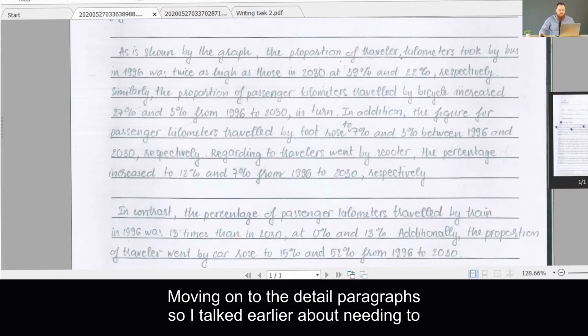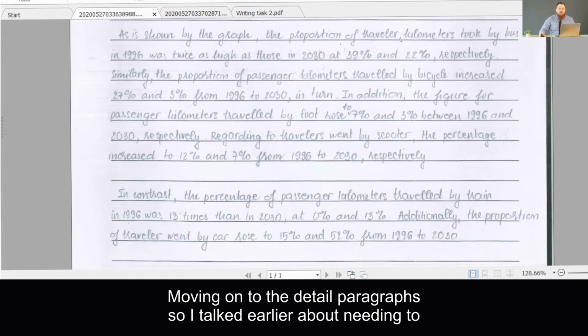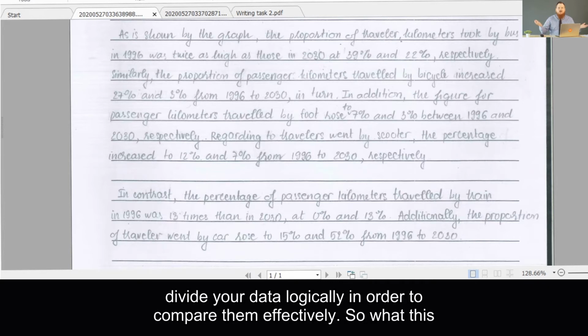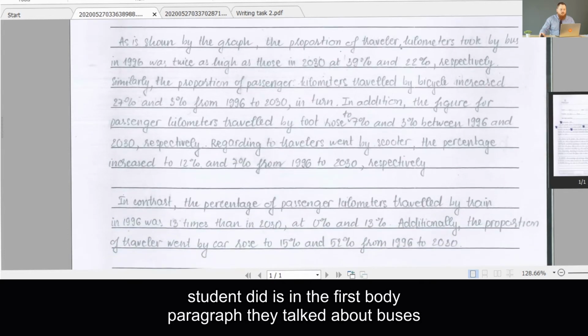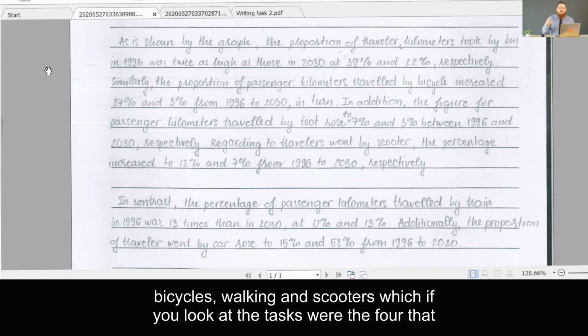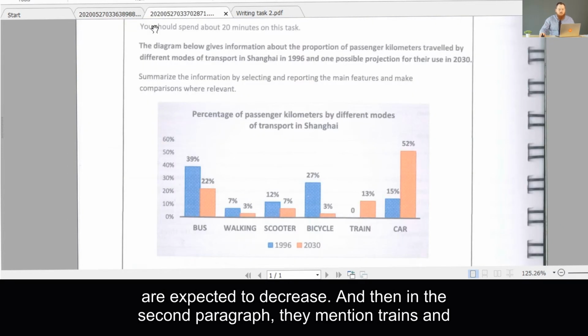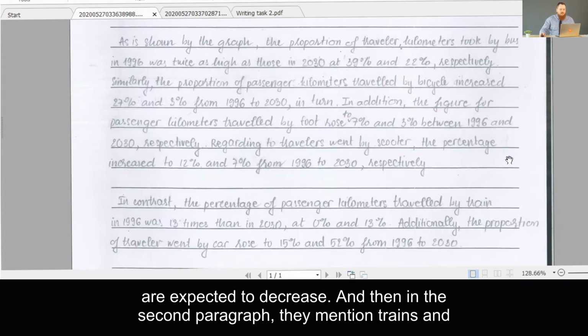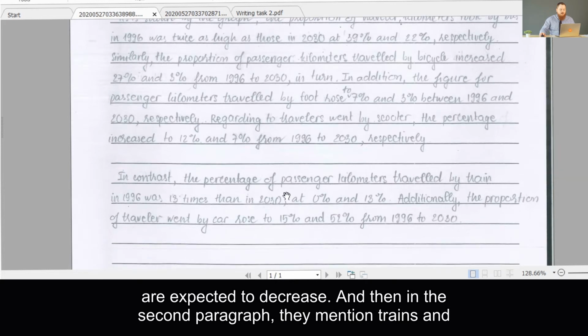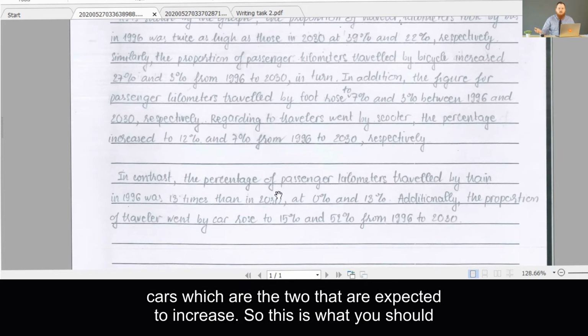Okay, moving on to the detail paragraphs. So I talked earlier about needing to divide your data logically in order to compare them effectively. So what this student did is in the first body paragraph, they talked about buses, bicycles, walking, and scooters, which, if you look at the task, were the 4 that are expected to decrease. And then in the second paragraph, they mention trains and cars, which are the 2 that are expected to increase.